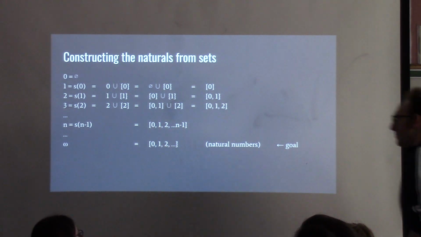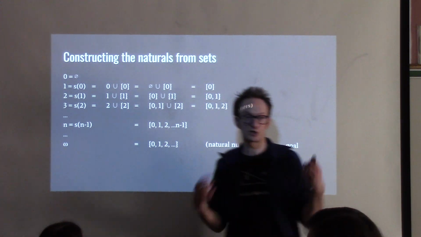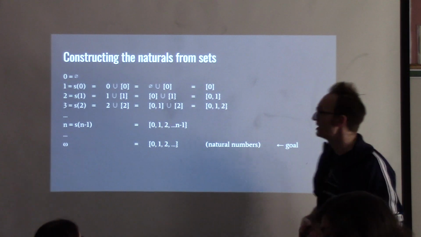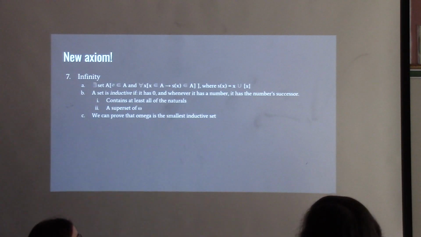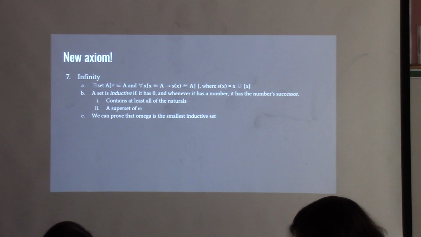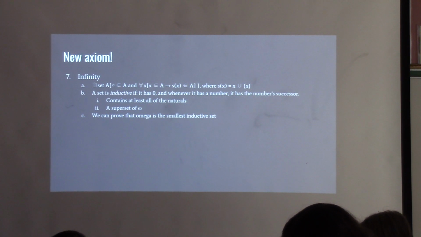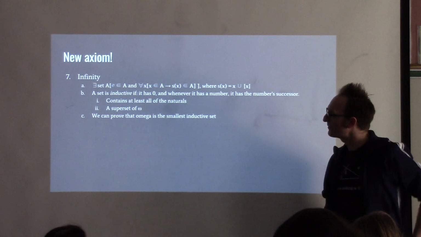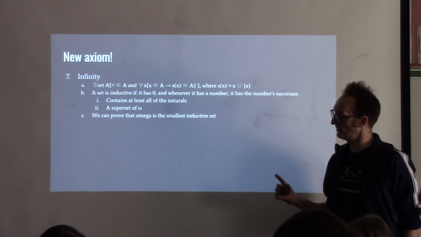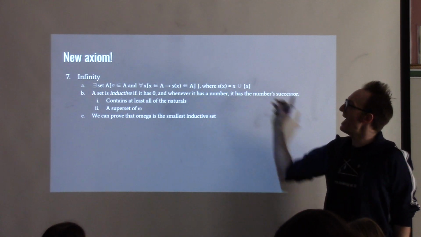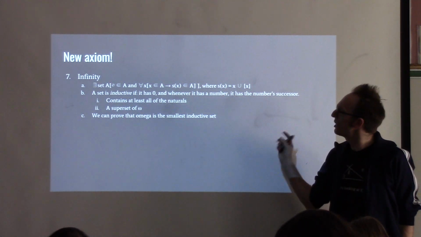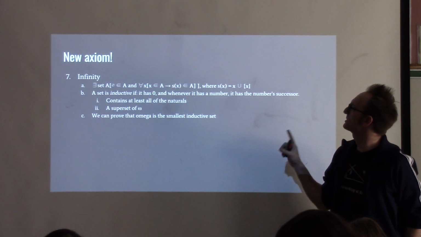I want omega. And I have no ability to construct the set omega yet. So I need to be able to make the set omega. Okay, skipping over a lot of the details, we have a new axiom. This new axiom is called the axiom of infinity. And loosely speaking it says, well, okay, let's read it. Define a set as inductive if it has 0, and whenever it has a number in it, it has the number's successor.